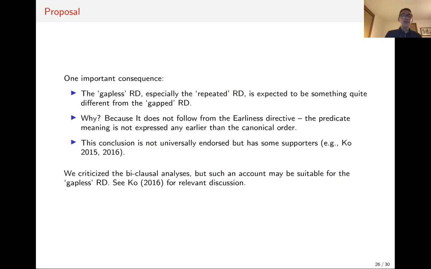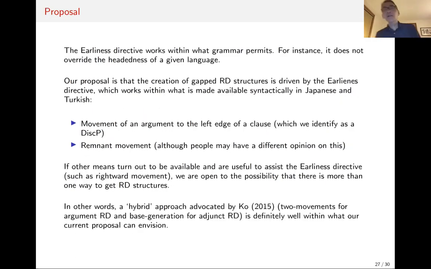And also, we criticize the biclausal analysis because it doesn't quite fit our objectives, but such an account may be suitable for the gapless right dislocation. Indeed, Cole, I think, suggests one type of gapless right dislocation comes from biclausal ellipsis analysis. So the larger scheme of things is the following. The earliness directive that we suggest, the communication-based directive, works within what grammar permits. So it doesn't override grammar.